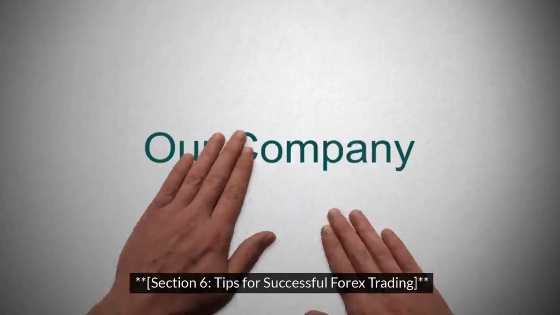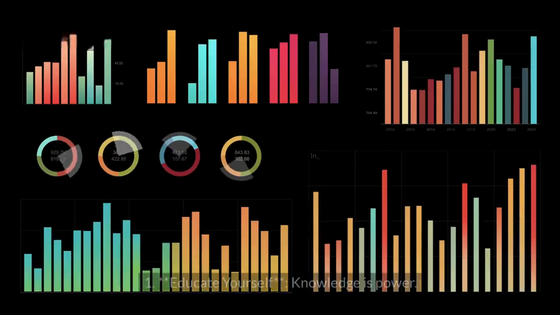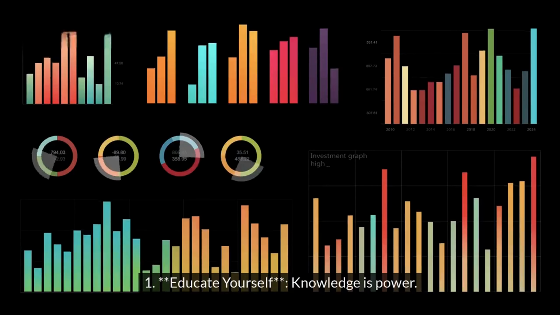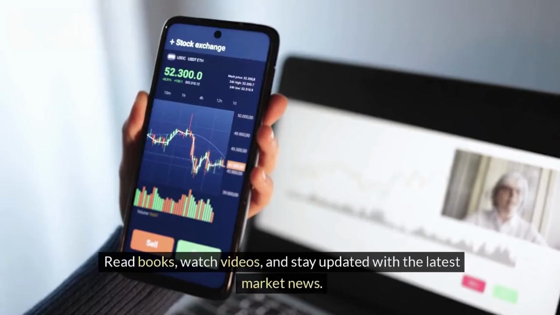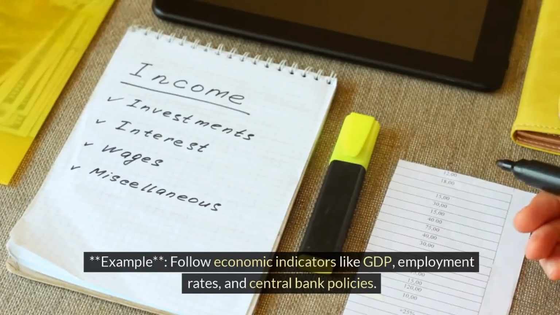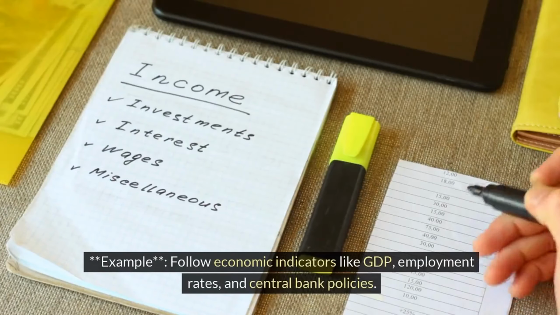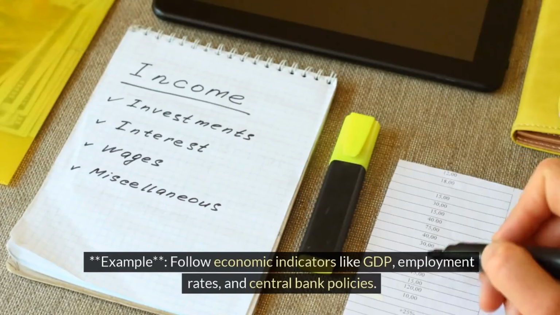Section 6. Tips for successful Forex trading. 1. Educate yourself. Knowledge is power. Read books, watch videos, and stay updated with the latest market news. Example: follow economic indicators like GDP, employment rates, and central bank policies.